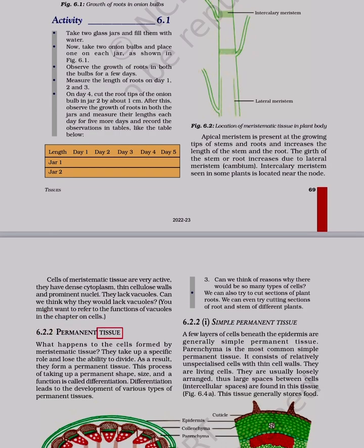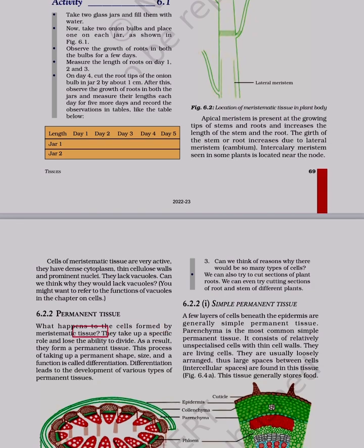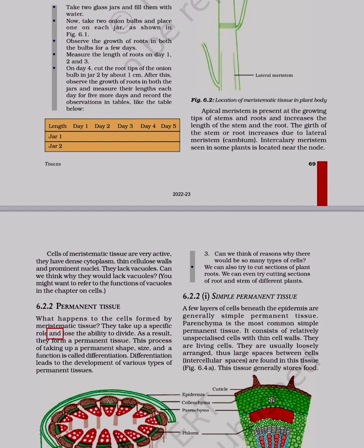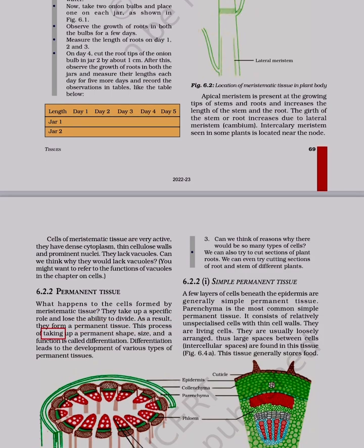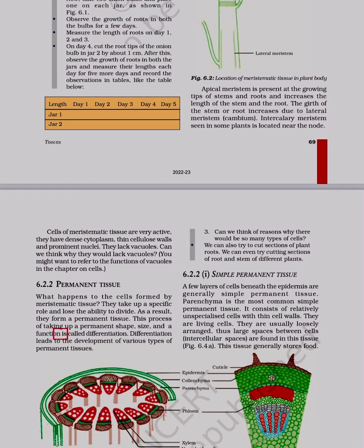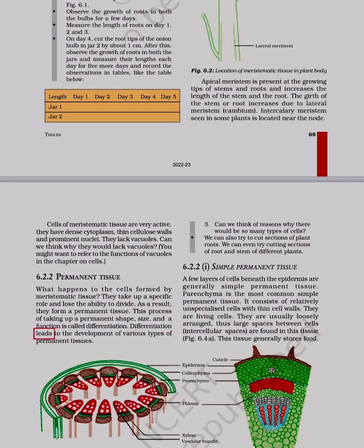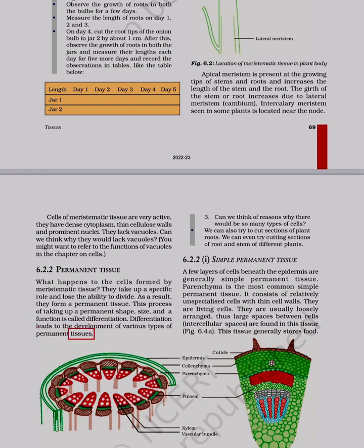6.2.2 Permanent tissue. What happens to the cells formed by meristematic tissue? They take up a specific role and lose the ability to divide. As a result, they form a permanent tissue. This process of taking up a permanent shape, size, and a function is called differentiation. Differentiation leads to the development of various types of permanent tissues.